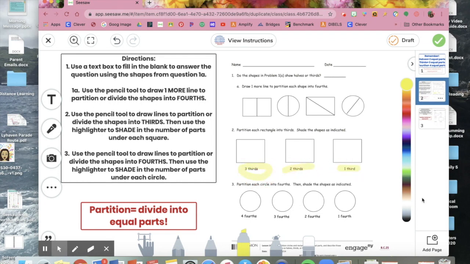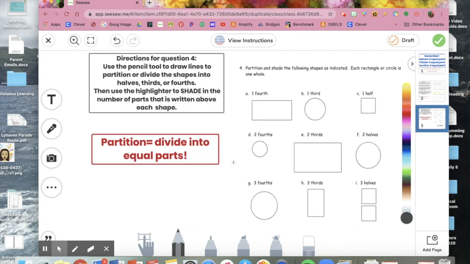Same with question number 3, okay? You're going to be partitioning the shapes into fourths using the pencil tool. And then you need to pay attention to what it says below it to know how many parts to shade, okay? Page 3, number 4. You're going to partition the shapes, and then you're going to shade it as it says. So you got to really pay attention to what it says above the shape. Okay, use the pencil tool to partition the shapes, and then use the highlighter tool to shade it in.